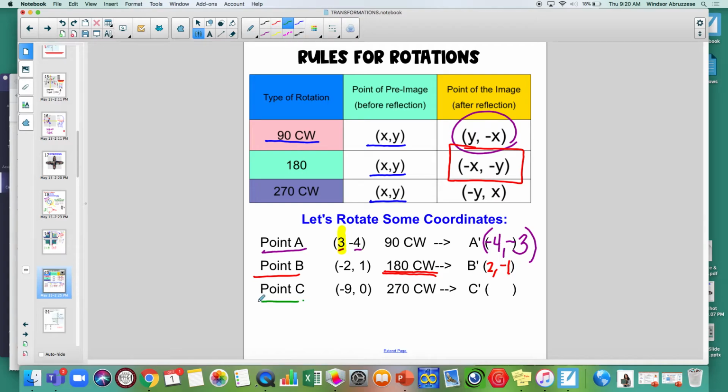Point C, here I have -9, 0. 270 clockwise. I'm flip-flopping the places and doing the opposite for y. So here's my y value. That's weird. What's the opposite of 0? Well, there's no such thing as -0. So we're just going to leave it as 0 and then put the -9. You can't put a negative or positive 0. There's no such thing. 0 means the absence of value. So if you have a 0 and you need to do the opposite, you just leave it as 0.